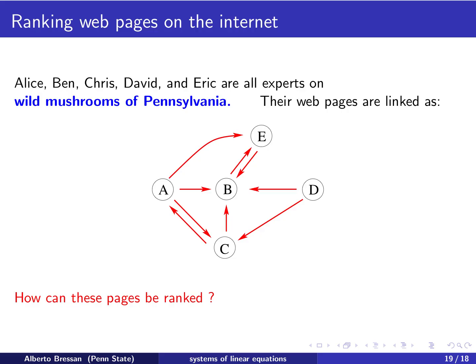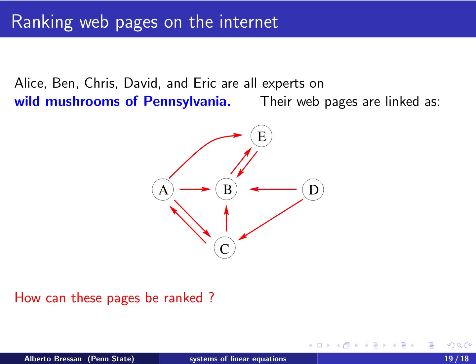Here is another application of matrix algebra, which applies to the ranking of web pages on the internet. So let's say we have 5 experts. Let's call them Alice, Ben, Chris, David, and Eric. They are all experts on wild mushrooms in Pennsylvania. And then their websites are linked as follows. So A, B, C, D, E.